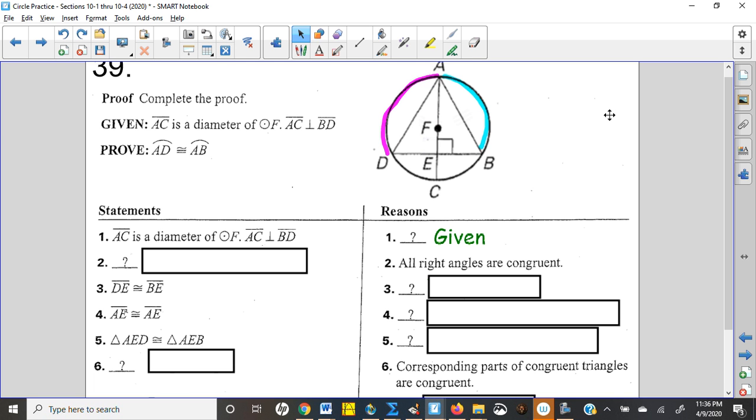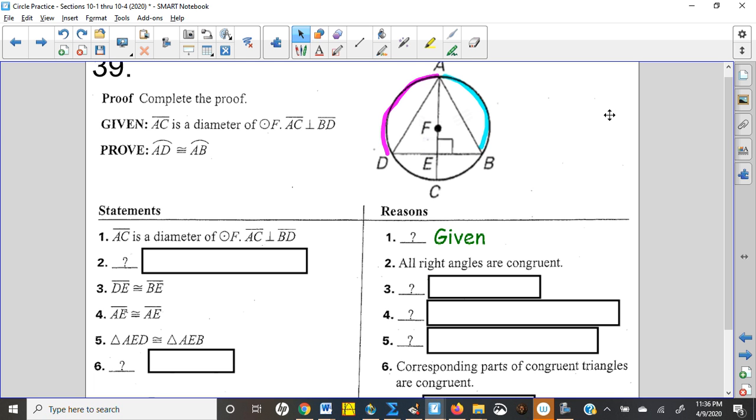I think they skipped a step. I think they told us AC and BD were perpendicular, and I think we could say that perpendicular lines create right angles. That's the definition of perpendicular lines. Or you could even use the theorem that says perpendicular lines create 4 right angles. But they skipped that, so they went right to the right angles.